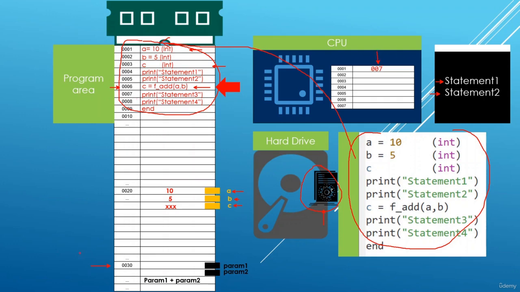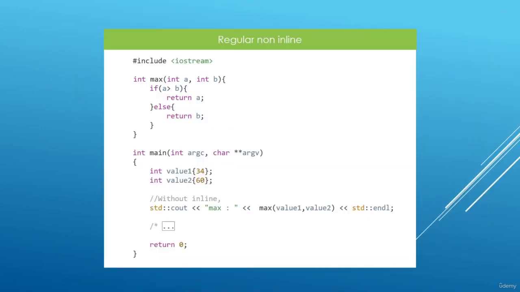After that, the CPU is going to jump to the function location. It's going to do whatever it does: add up a and b and put the return value in c. Then it will need to return to its address, and it is going to execute the statement at 007 here and print statement 3 and statement 4. Hopefully you can see that this is a lot of overhead just to call a function. And sometimes our functions are really simple compared to this overhead, and we don't want to go through the overhead to call functions. That's why we have inline functions.